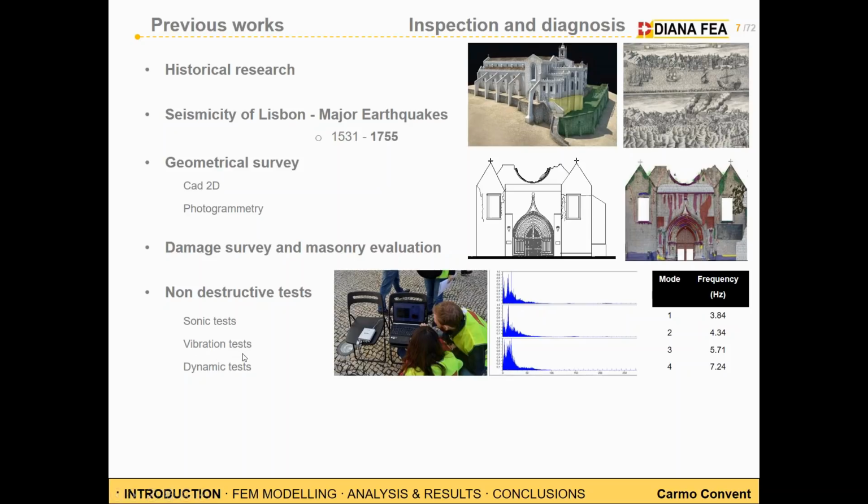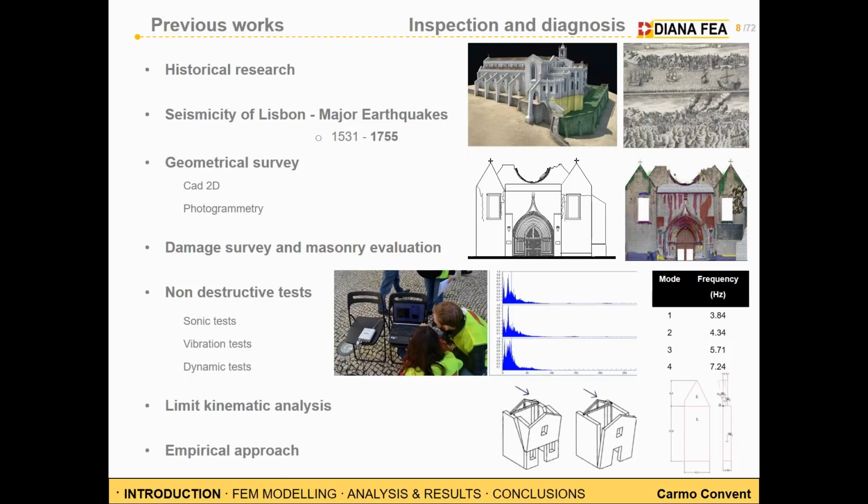Then vibration tests are useful just to have an idea if other actions, such as the metro line which runs below the convent, can have some influence on the seismic behavior. And then dynamic tests, which are, I think, the most powerful tool to depict the dynamic behavior of the structure in terms of frequencies and mode shapes. At the end, we also performed a comparison between the numerical results with the limit kinematic analysis and the empirical approach, but this part is out of our purposes in this webinar.